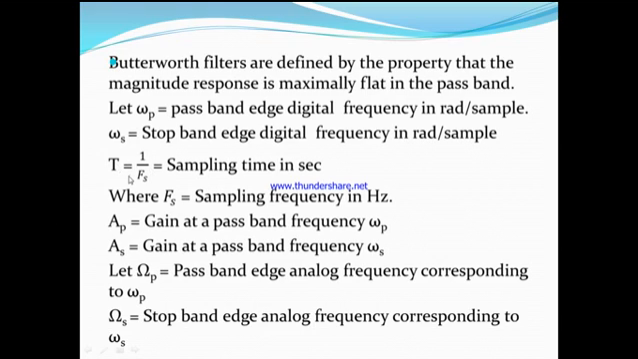And here the sampling time T is the reciprocal of the sampling frequency, represented in seconds. And Fs is the sampling frequency, represented in hertz. And Ap is the gain at the pass band frequency omega p, and also As is the gain at the stop band frequency omega s. Next, here this is the pass band edge analog frequency, and this is the stop band edge analog frequency corresponding to omega s. So these are the specifications of the Butterworth filter.